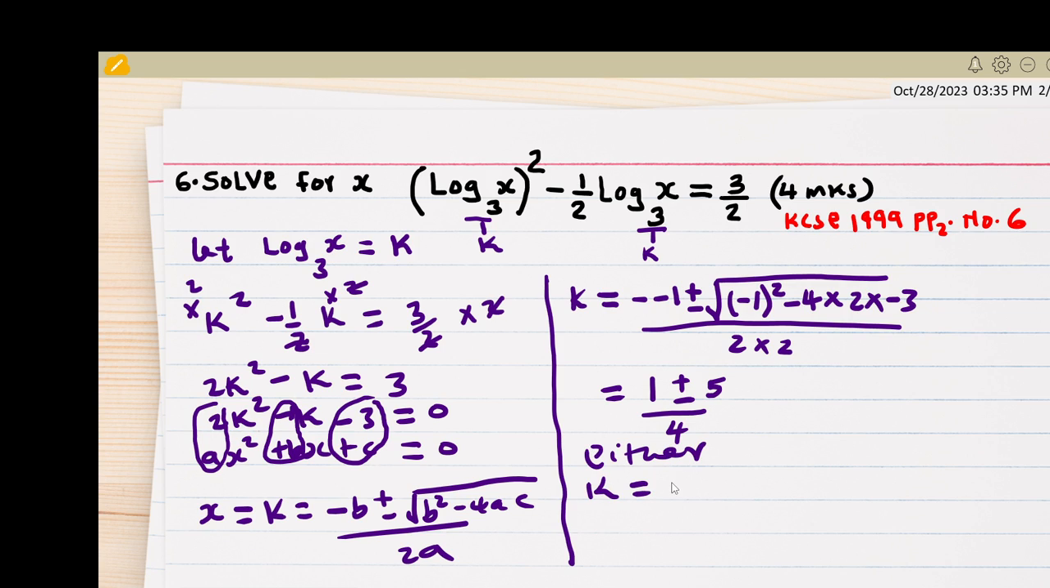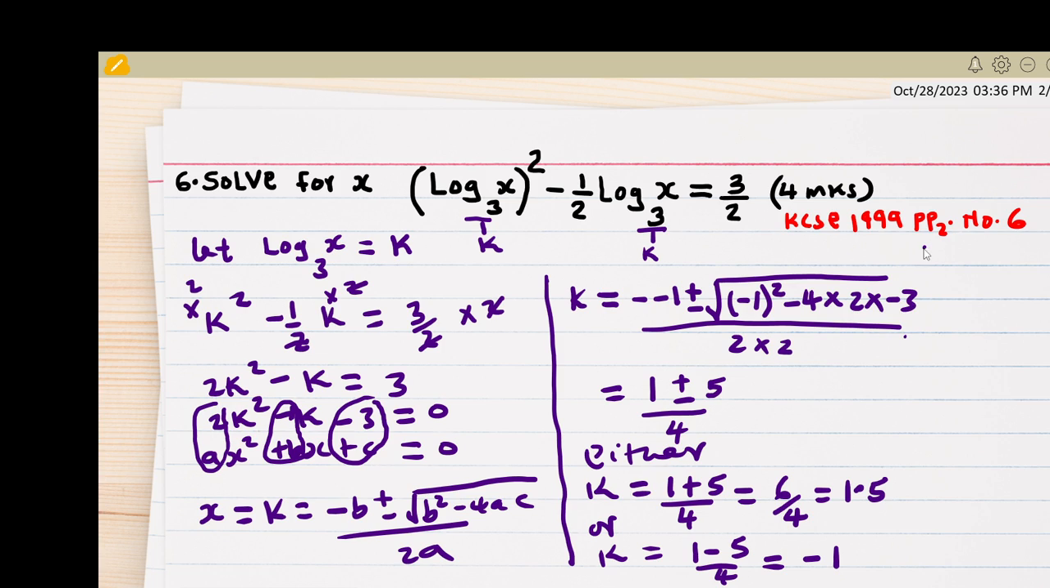k is equal to 1 plus 5, divided by 4, which will be equal to 6 divided by 4, which if you simplify, you are going to get 1.5. So this is 1.5. The other possible value of k will be 1 minus 5, divided by 4, which will give us negative 1, because 1 minus 5 you are going to get negative 4, then negative 4 divided by 4 you are going to get negative 1.